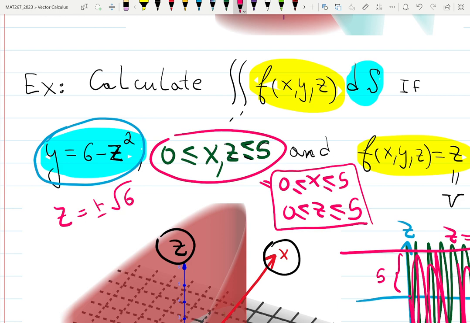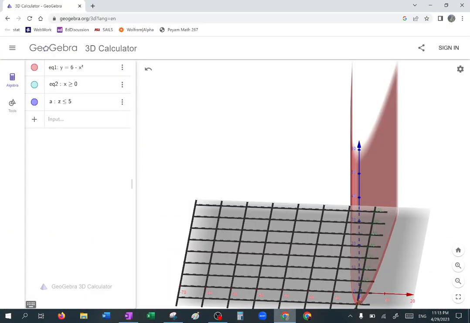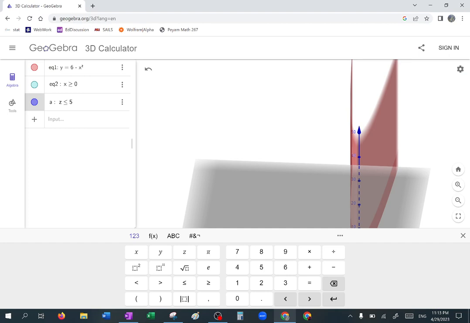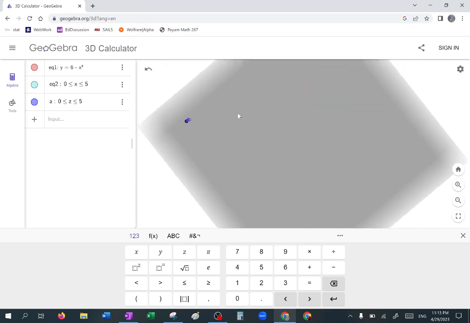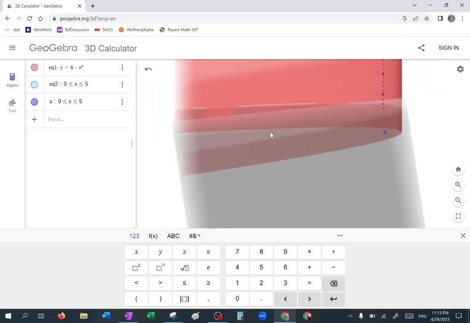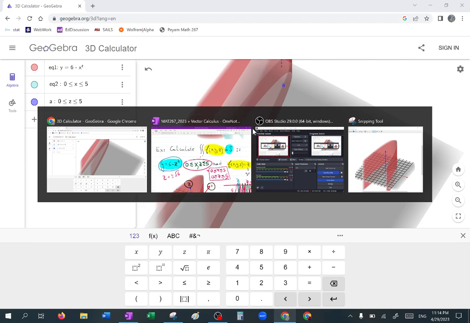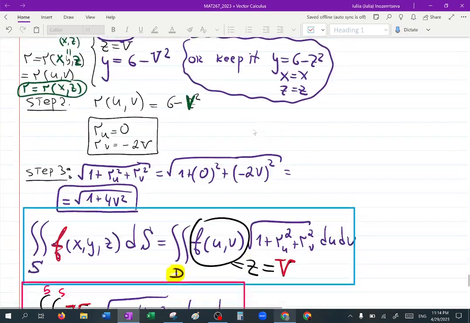Okay, then I probably should fix my GeoGebra thing. That's so stupid. Okay, whatever, fine. 0 less than or equal to x less than or equal to, what was it? I already forgot. 5, same thing. And then like this. Okay, not really changed anything, but you got my point. Both of them are from 0 to 5. That's why it's a square. So let me fix my note.